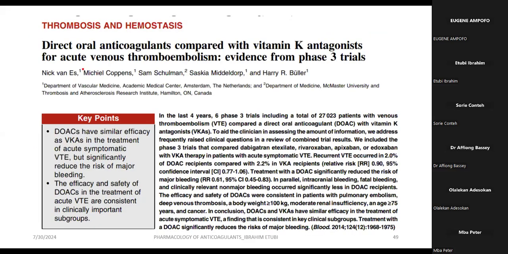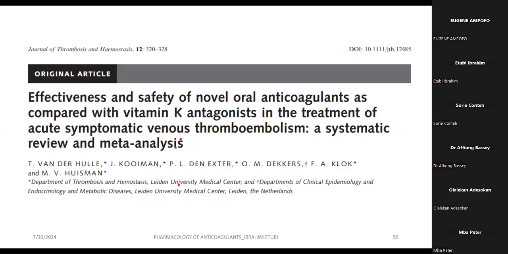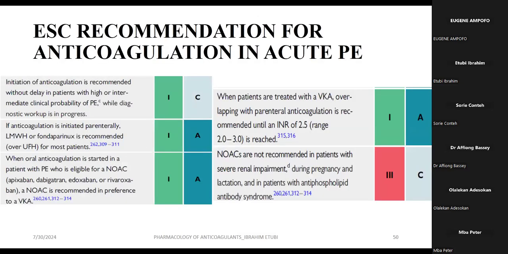So long-term anticoagulation in pulmonary embolism is with NOACs or warfarin, but NOACs are preferred because of the relatively low risk of bleeding. So this meta-analysis on direct oral anticoagulants compared with vitamin K antagonists for acute venous thromboembolism, evidence from phase 3 trials, shows that the direct oral anticoagulants have similar efficacy to VKAs in the treatment of acute symptomatic VTE, but significantly reduce the risk of major bleeding. And then the efficacy and safety of the DOACs in the treatment of acute VTE are consistent across clinically important subgroups. So I will skip through this because it is still buttressing the facts on the use of novel oral anticoagulants.